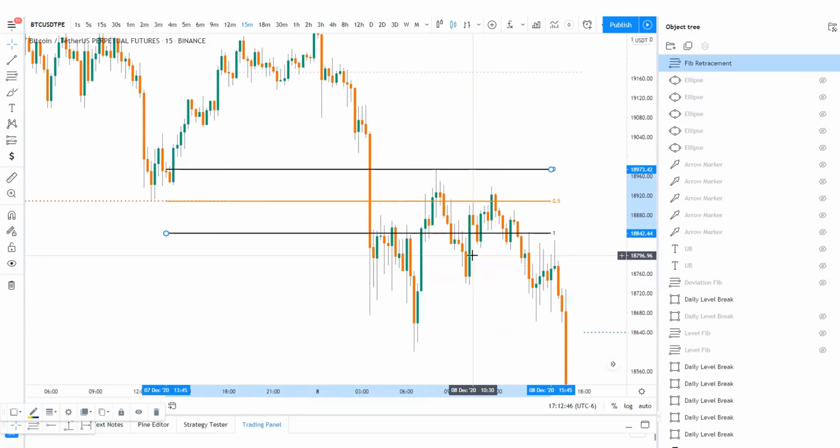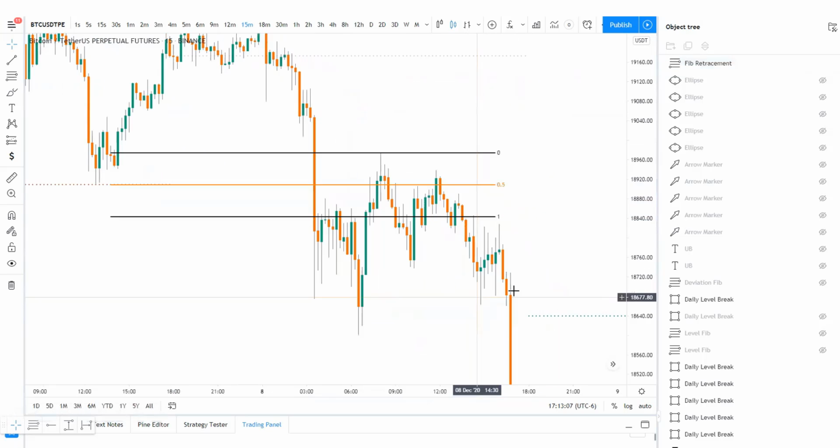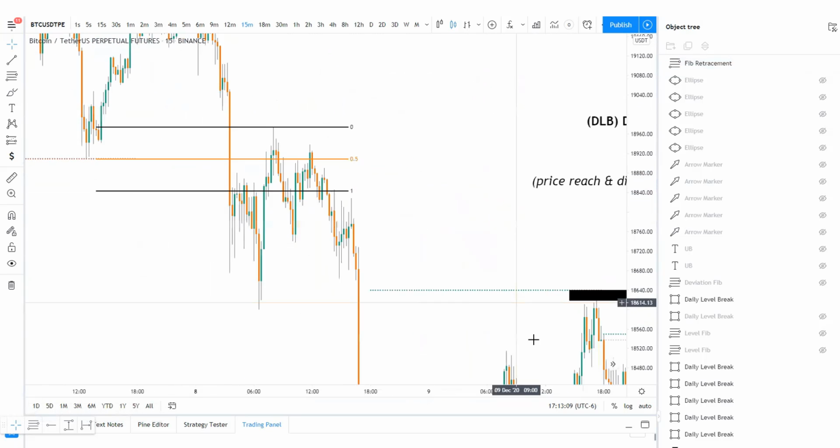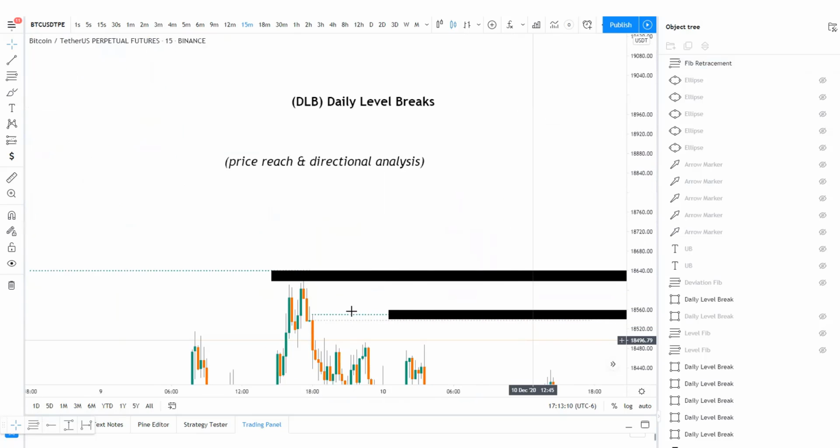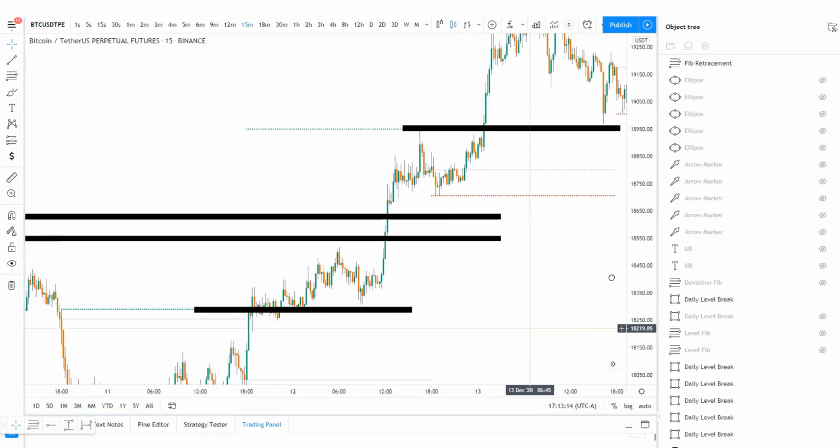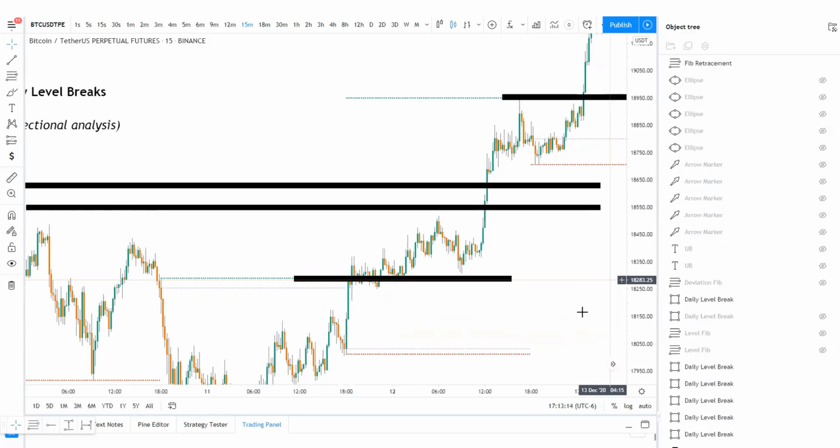So when I look for a continuation, I let this form, and once this has formed, now I can look for order blocks and points of interest on the low time frames to try to snag a continuation move. And I'll get into that when I get to that part. But I want to show what this looks like as well when you have a strong move up as it goes through daily levels.